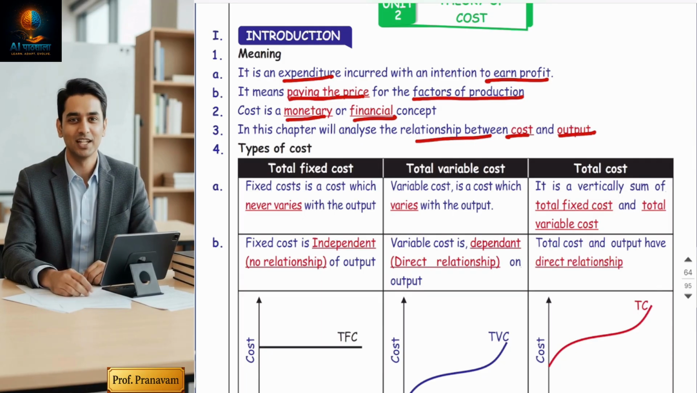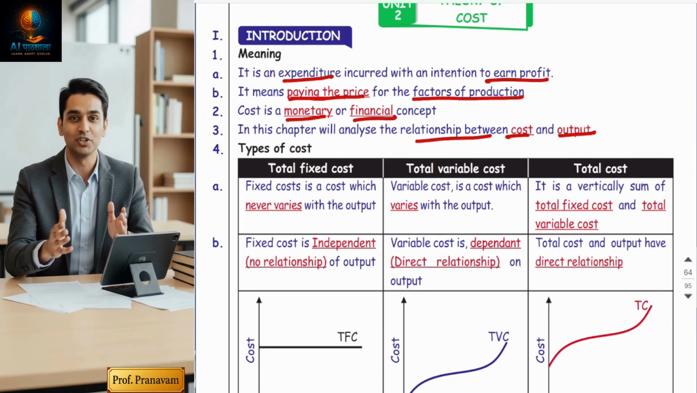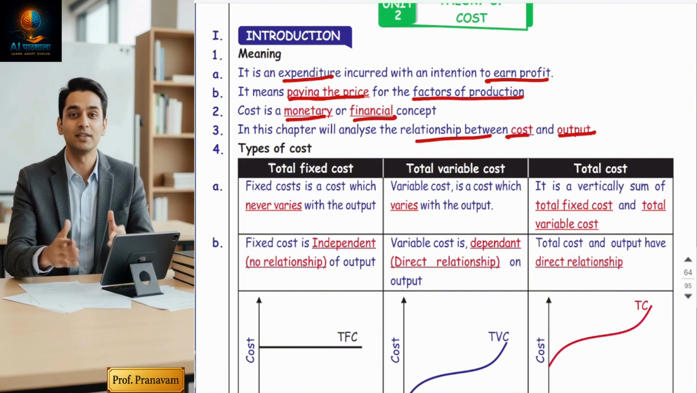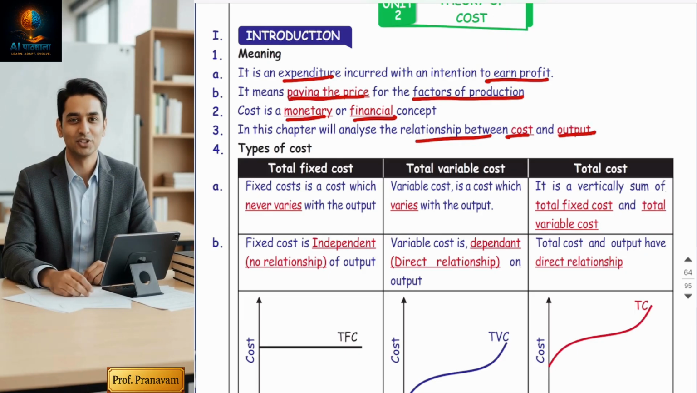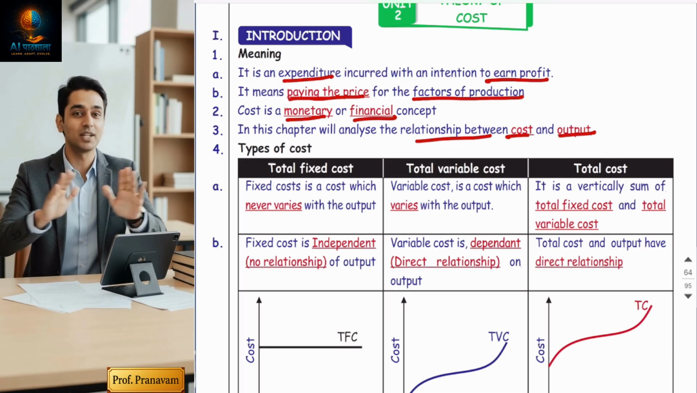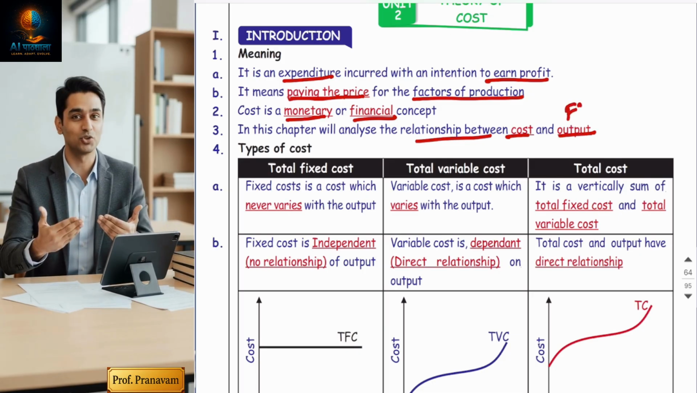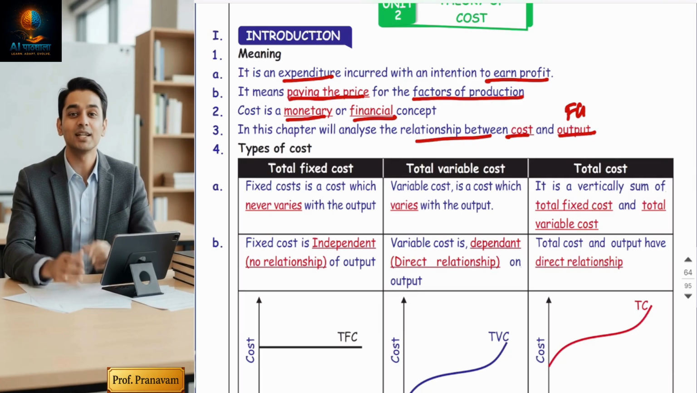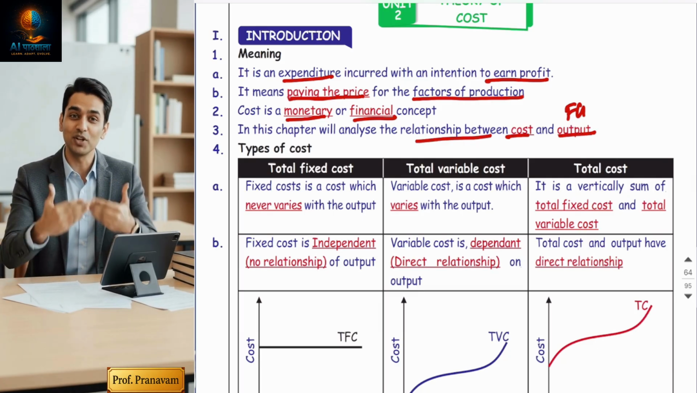Now, guys, in this chapter, we are going to understand only the relationship between two factors, that is cost and output. As you know, in economics we always understand the relationship between only two factors. In this topic, we will talk only about cost and output. So, what do you mean by output? Output means finished goods. To produce finished goods, you incur some expenditure, which is called cost.